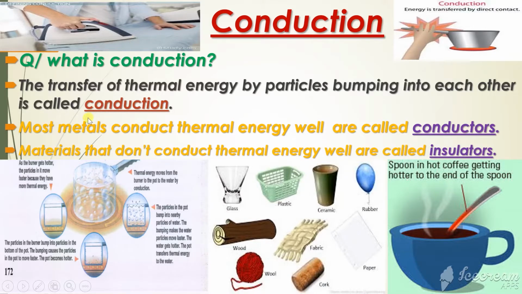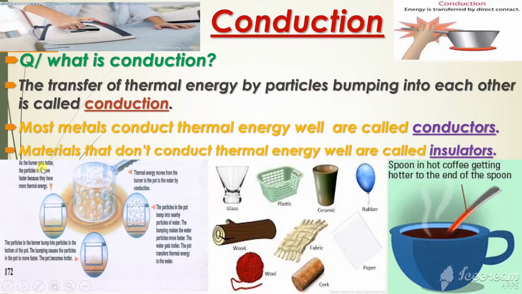Conduction has two types: conductors and insulators. Most metals conduct thermal energy well and are called conductors. Example: a metal spoon is a conductor, because this metal conducts thermal energy well. The spoon in hot coffee gets hotter toward the end of the spoon.